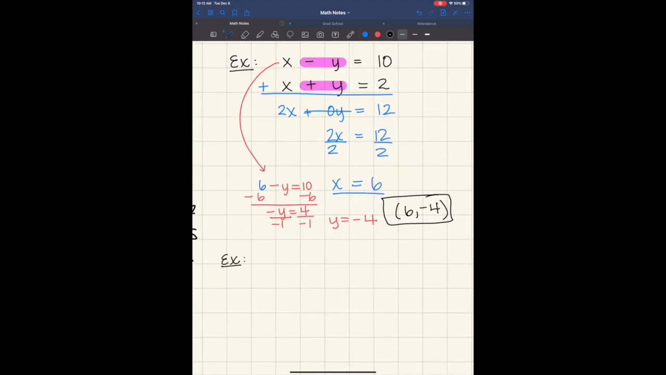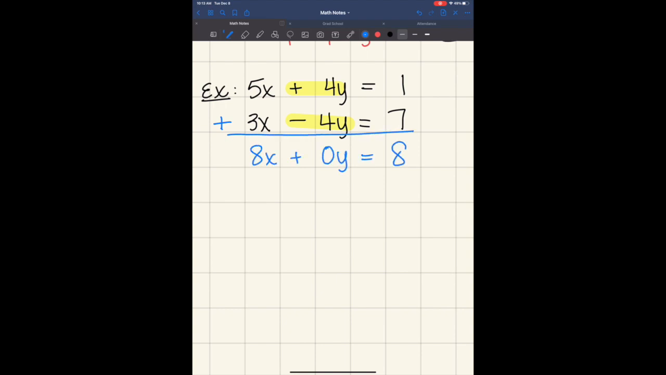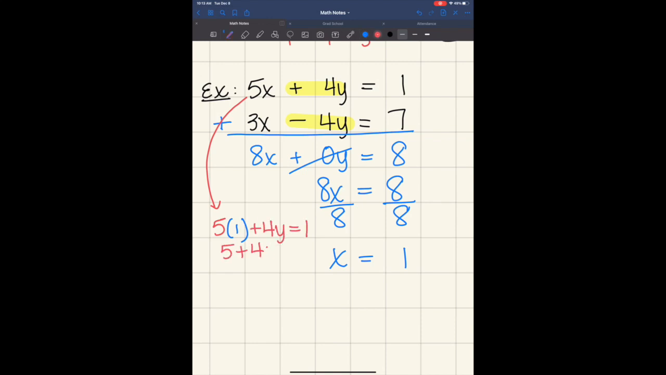For the next one, we have 5x plus 4y equals 1 and 3x minus 4y equals 7. We have a positive 4 and a negative 4, so we can add those together to get 0y. So we end up getting 8x plus 0y equals 8. And then we can just solve for x, and we get x equals 1. Then we plug that 1 back in for x in one of the original equations, doesn't matter which one. And we solve, and we get negative 1 for y.